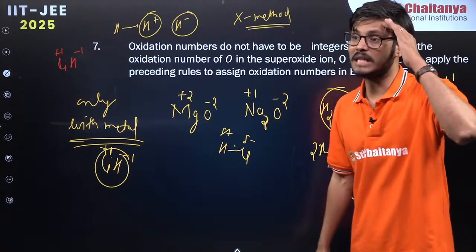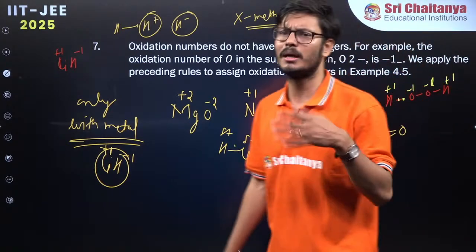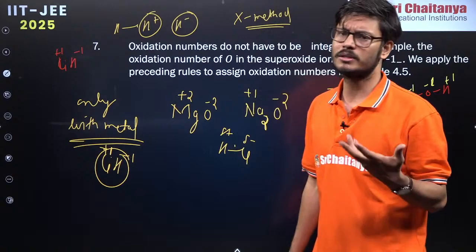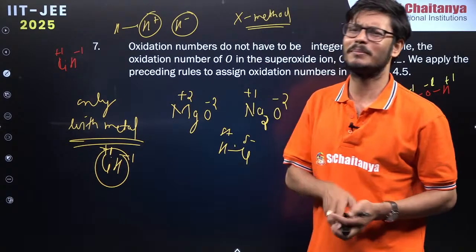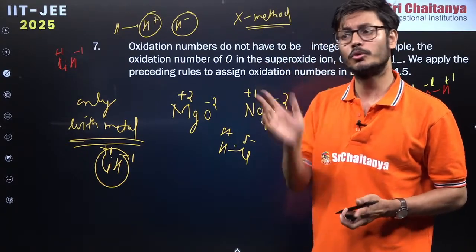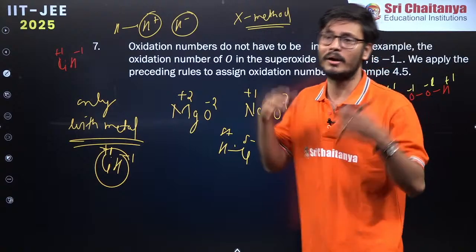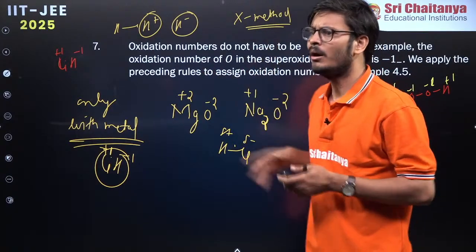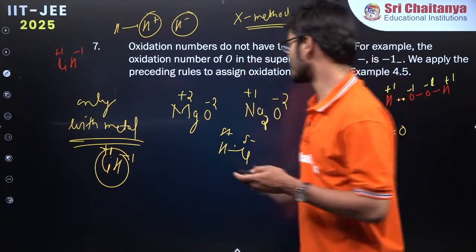So if you know the structure, basically you'll study structure in the chemical bonding chapter. Once you get to know the structure, you can predict oxidation number just like a snap. To know the structure, you need to understand the bonding chapter, which will come later. For now, we are doing it very simply, okay?